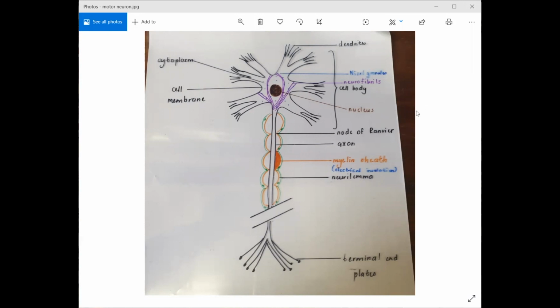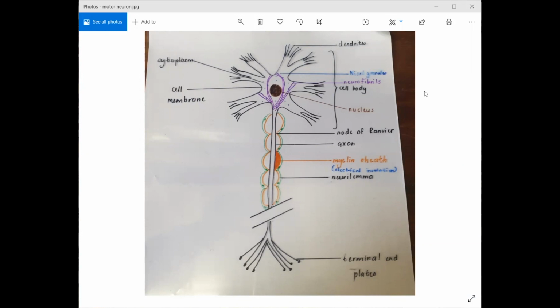Now, neurons can be classified according to their function. You get the motor or efferent neuron, efferent with the E. This neuron transmits impulses away from the central nervous system to the muscle or the gland. The motor of a car makes the car move. Muscles and glands make the body move as well.